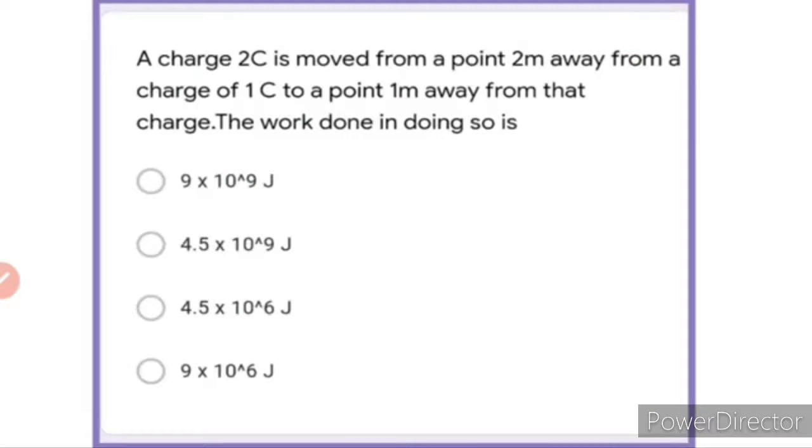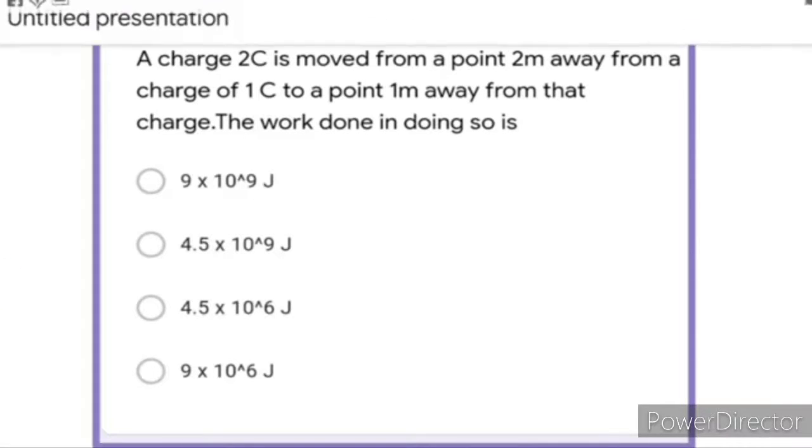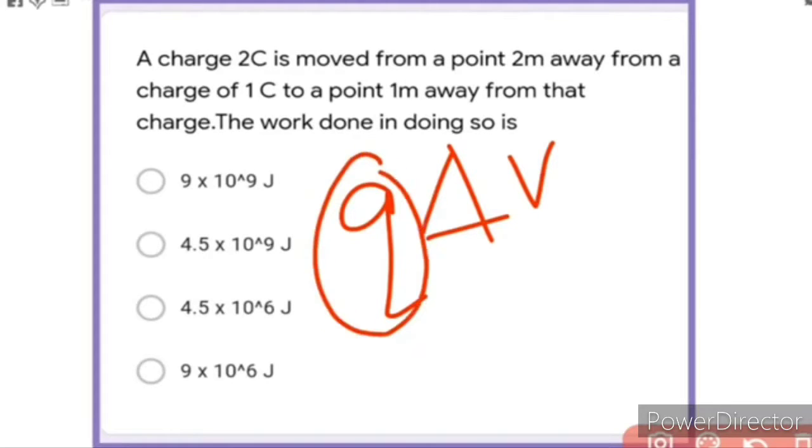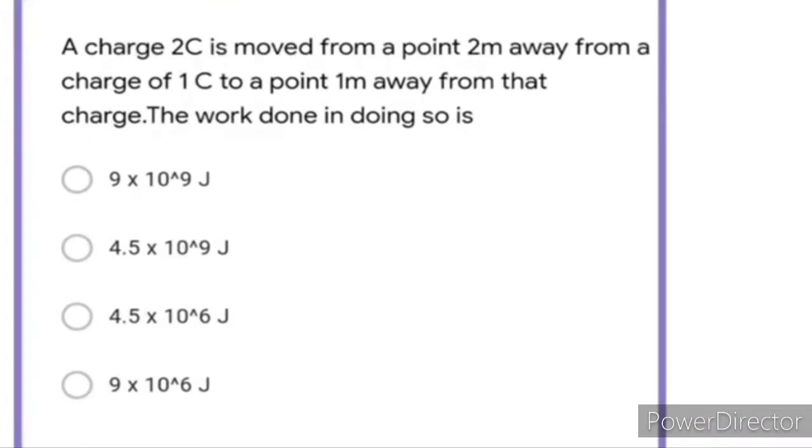Now next one. A charge 2 coulomb is moved from a point 2 meter away from a charge of 1 coulomb to a point 1 meter away from that charge. The work done in doing so is. So charge 2 coulomb is moved. Which equation do we have to use here? It is also Q delta V. So you can find the delta V, the change in potential, and find the work done. The charge Q here is 2 coulomb. Then when you find the potential, that charge is which one? 1 coulomb. So don't get confused.